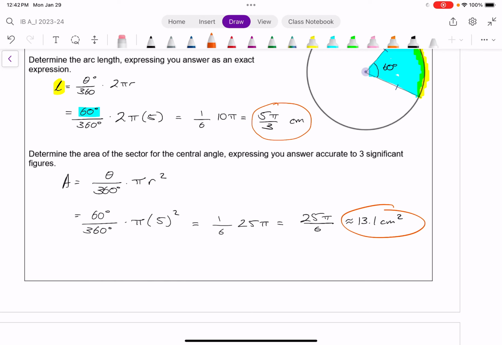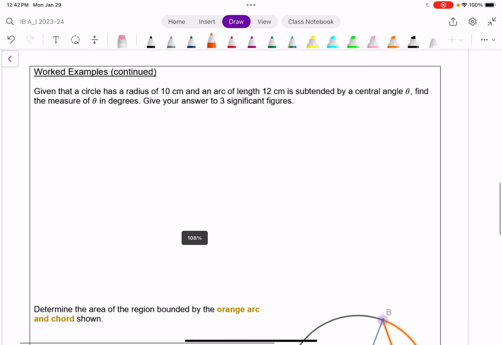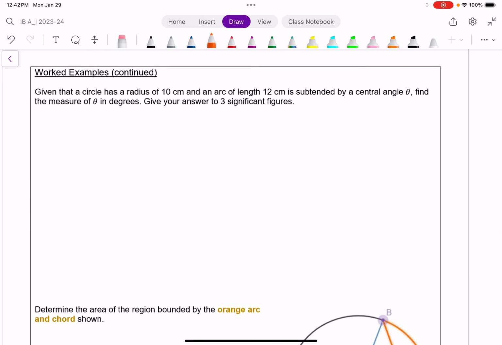All right, so here now, I don't have a visual, but I can easily create one. I have a circle with a radius of 10 and an arc length of 12 centimeters, and it's subtended by a central angle of theta. So what is that angle? I want my answer to 3 significant figures. While I don't have to create a visual, I think it's quite helpful. Here's my best attempt at a circle. That's actually not too bad.